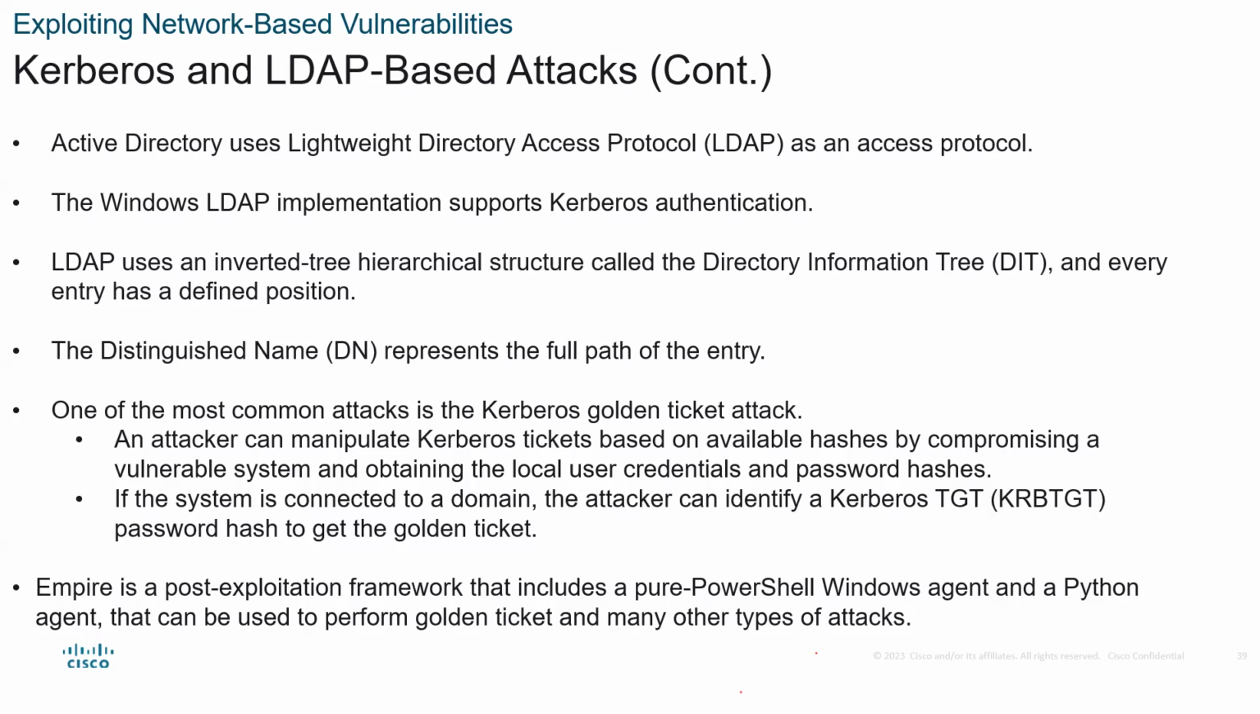You bypass every other authentication process, because once you show the ticket, you are good to go. An attacker can manipulate Kerberos tickets based on available hashes by compromising a vulnerable system and obtaining the local user credentials and password hashes. If the system is connected to a domain, then the attacker can identify the ticket granting ticket, right? That's the KRBTGT, the Kerberos ticket granting ticket password hash, to get a golden ticket. Once he gets that, it's good to go.